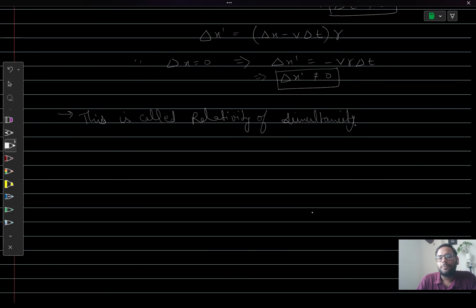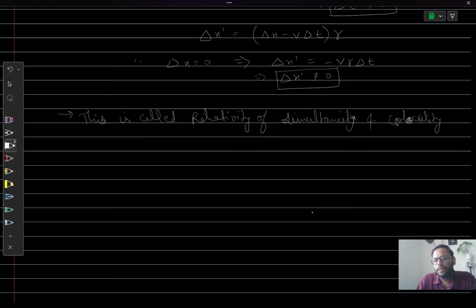And Galilean transformations are a good approximation at low speeds, but not strictly true at low speeds. Remember that. Now, this is called the relativity of simultaneity and co-locality.